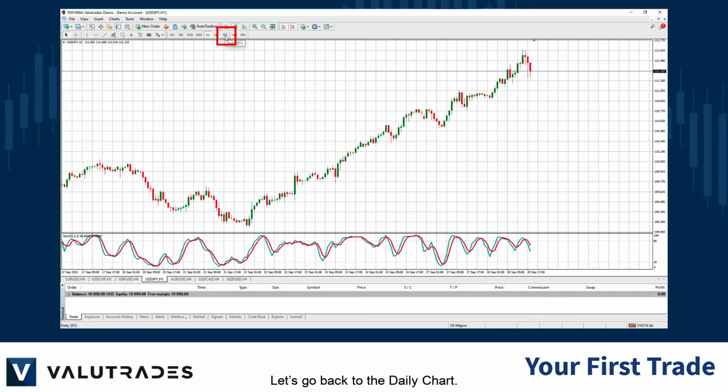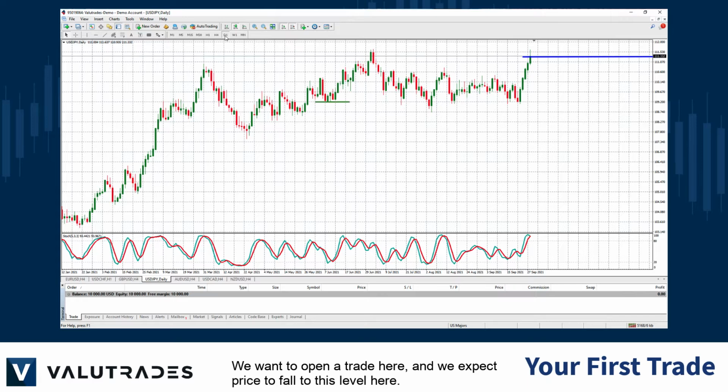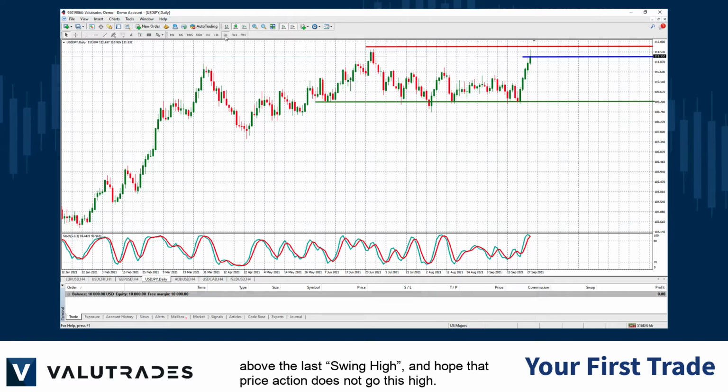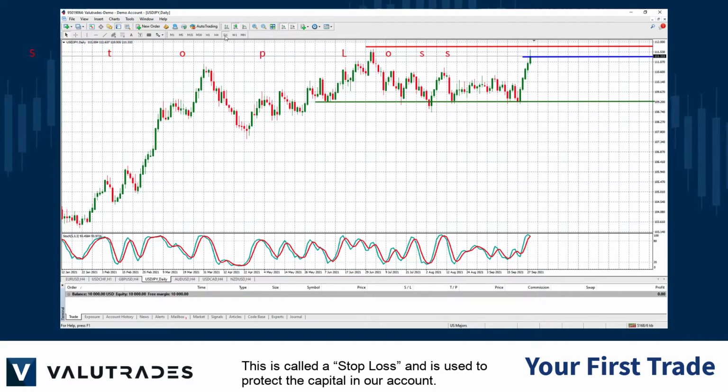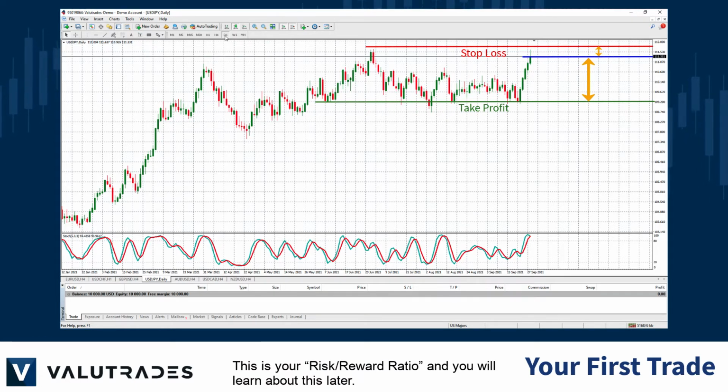Let's go back to the daily chart. We want to open a trade here, and we expect price to fall to this level here. Just in case we are wrong, we will close the trade here above the last swing high and hope that price action does not go this high. This is called a stop loss and is used to protect the capital in our account. You will note that the distance to our profit target is greater than the distance to our stop loss. This is your risk-reward ratio, and you will learn about this later.